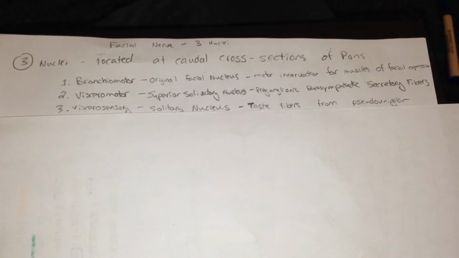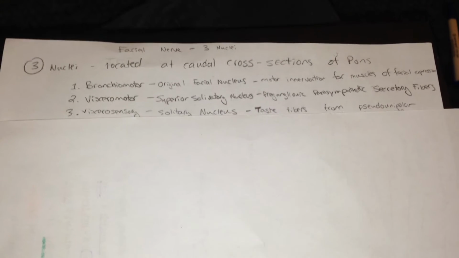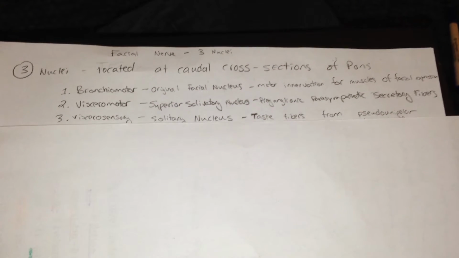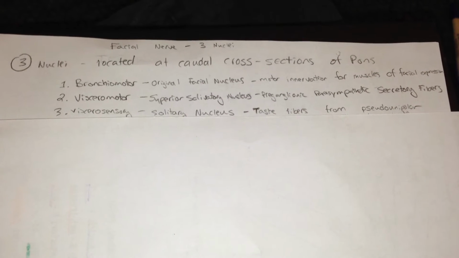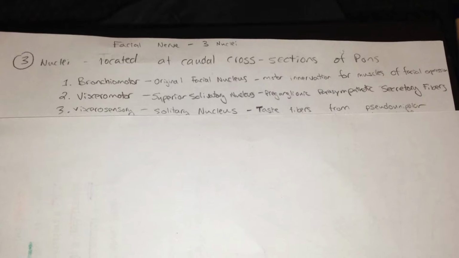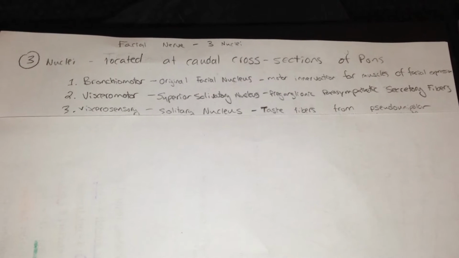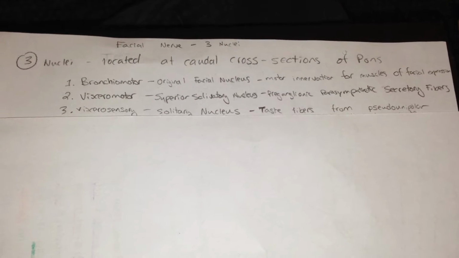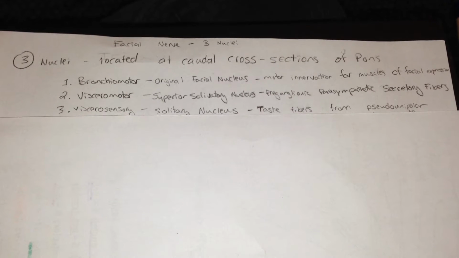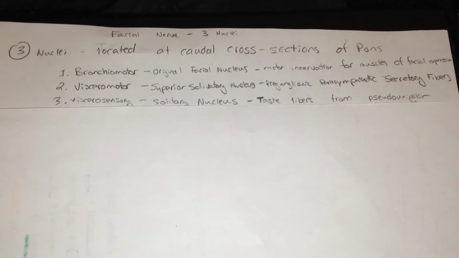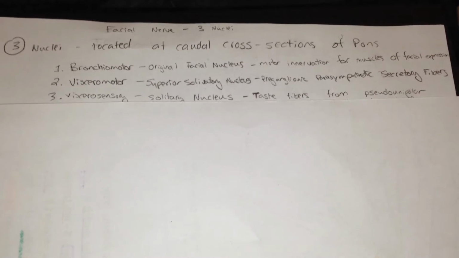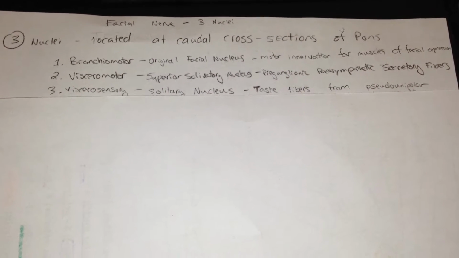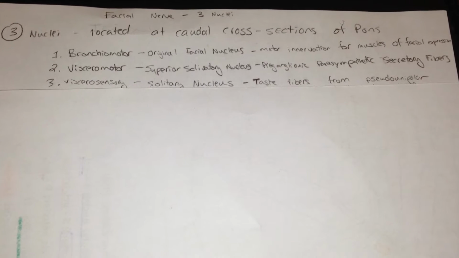Alright guys, this is going to be question number 15 from section C. We are going to talk about the facial nerve. Before we start the facial nerve, we're going to talk about its nuclei. The facial nerve, first of all, is going to emerge at the caudal section of the pons. At the caudal section of the pons, you're going to have three nuclei that are going to give rise to the facial nerve.